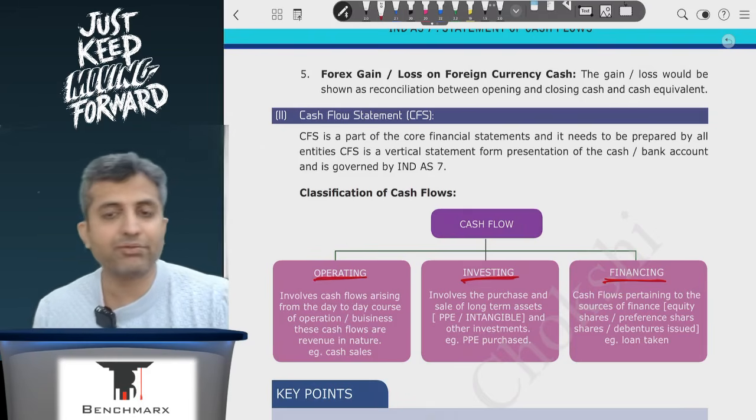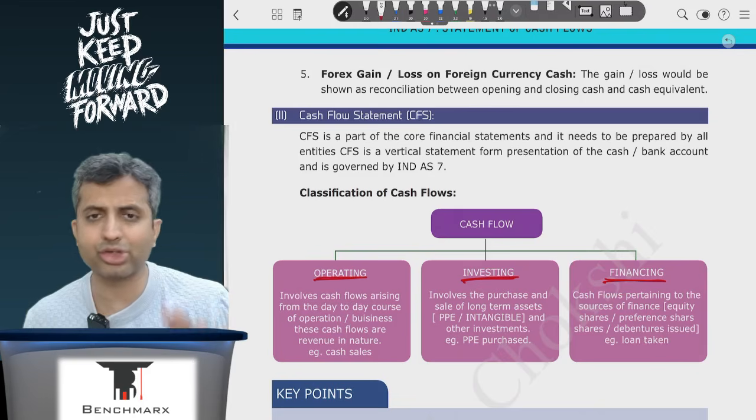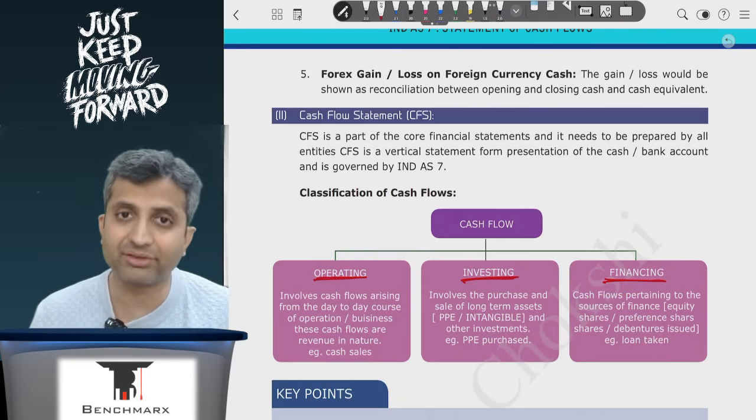However, if inflows are going in financing, when you have to make the payment, like for example repayment of loan, redemption of debentures, buyback of equity shares, all of these will also go into the cash flow from financing activities.